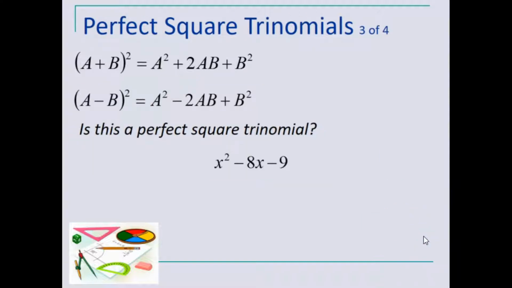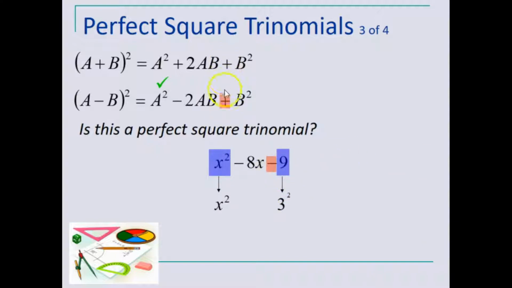Here we have another example. We go through the same process. Is the first term a perfect square? Yes. x, the quantity squared, is x squared. Is 9 a perfect square? Well, 3 times 3 is 9. However, notice the minus sign.